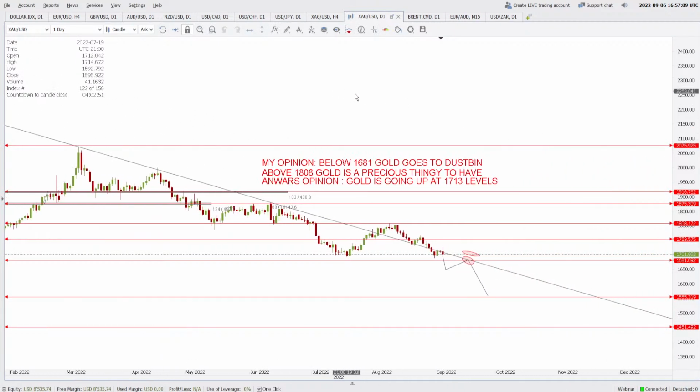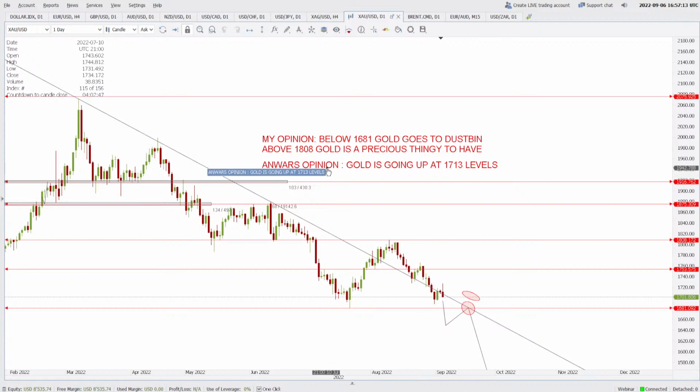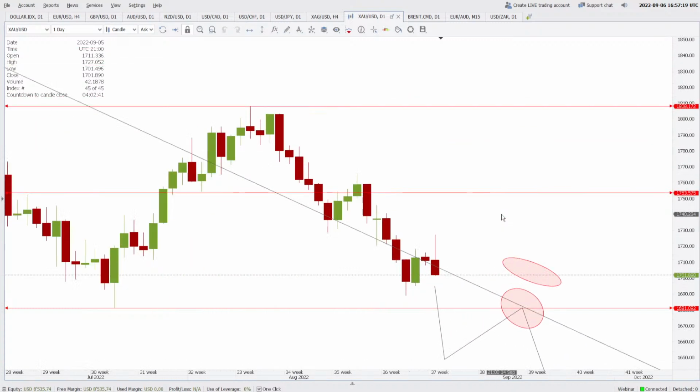So this is the chart of gold. My friend Anwar's opinion was that gold is going up, and he gave his opinion at 1713 levels. I want to show you what that level was. Okay, I'm not marking it, but this is what that level was. He said here that the price is going to go up. I did not say that it is going to go down. I did not even say that the price is going to go up.